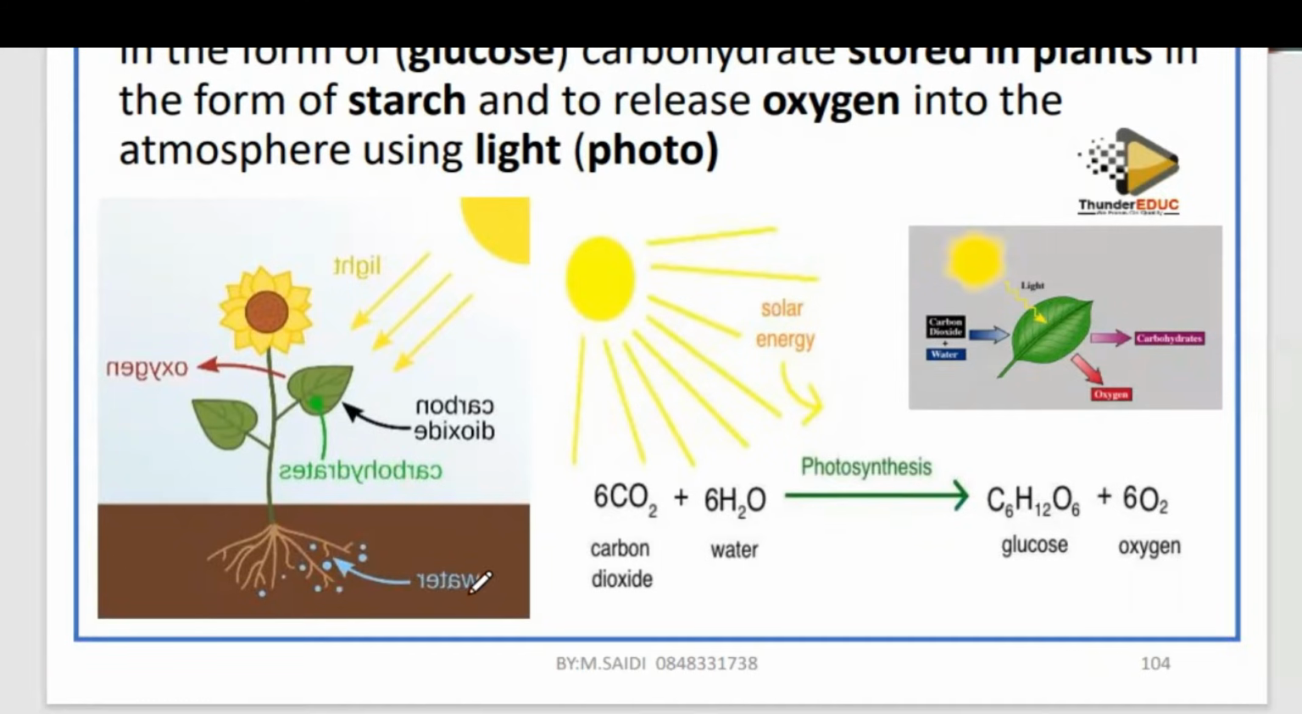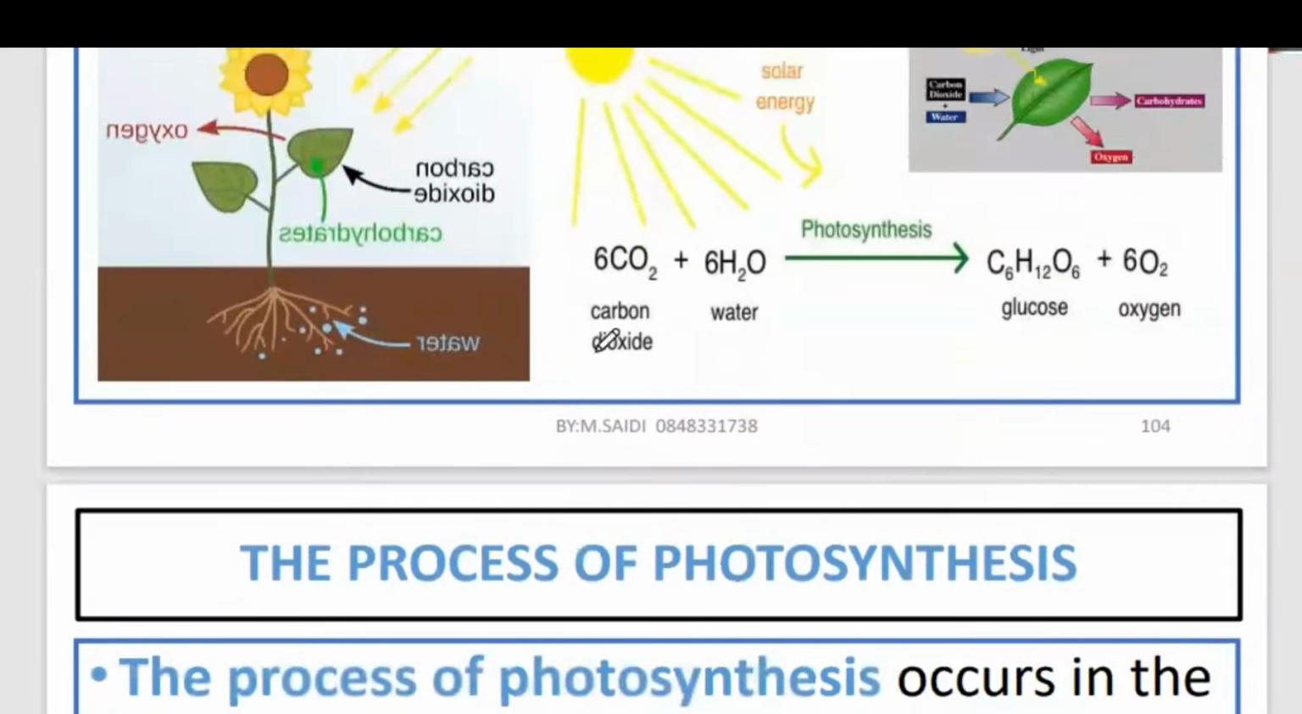Here the plant takes water from the ground, and then sunlight comes in and is trapped. Once it's trapped, carbon dioxide is used. Once that happens, what happens? Then oxygen is released, and carbohydrates are formed. So this is the actual process, and we're going to look at it in detail.